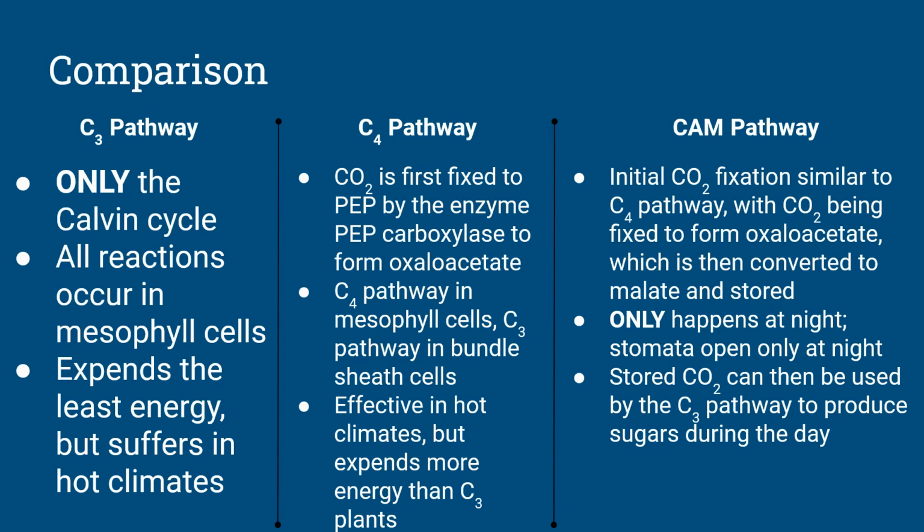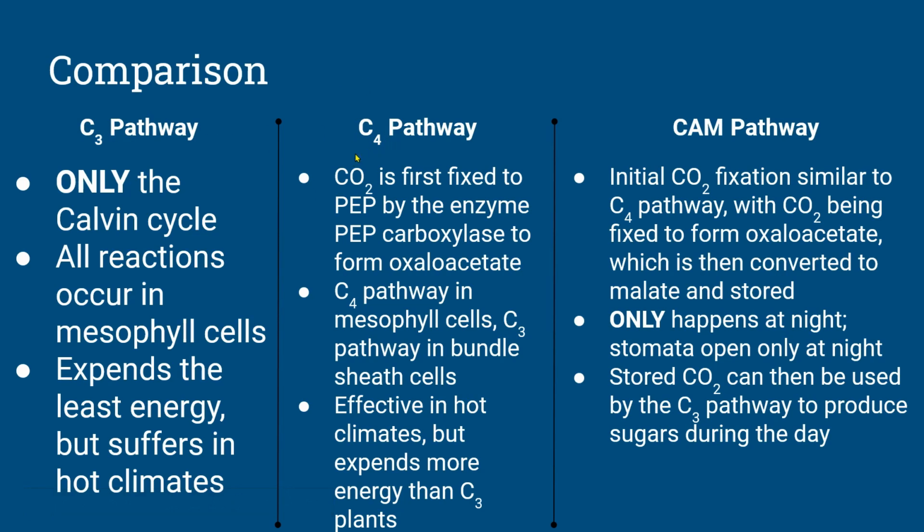So to finish off this section on the carbon fixation reactions, I've got this slide here just to compare the different pathways. So, with the C3 pathway, it's only the Calvin cycle, right? All these reactions occur in the mesophyll cells and expend the least energy, but suffer in hot climates, right? Because of photorespiration, right?